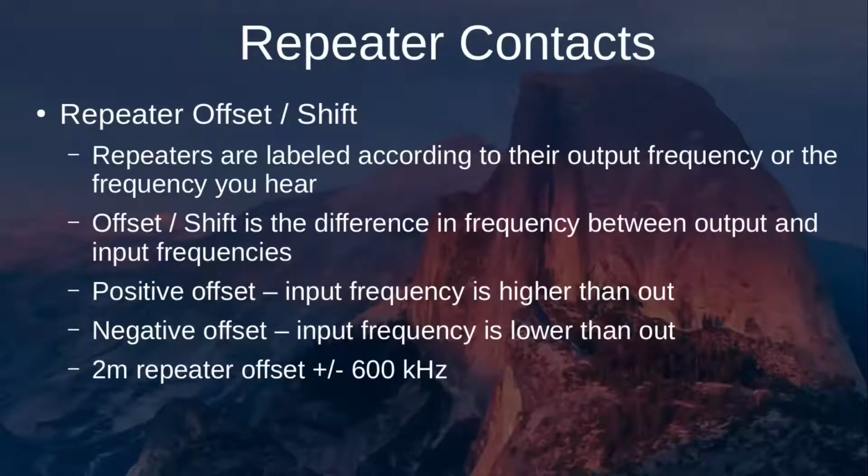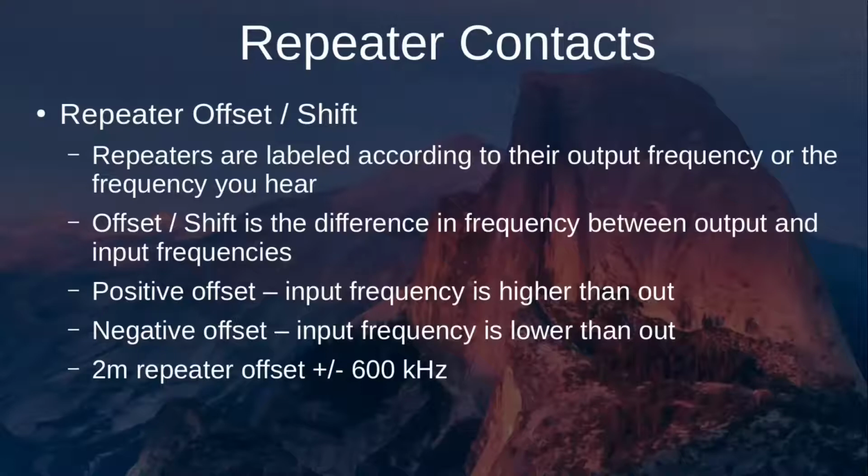Repeaters have an offset or shift, and the repeaters are labeled according to their output frequency, or the frequency you hear. So let's say in this area I want to transmit on the 146.88 repeater. What does that mean? That 146.88 repeater is the output frequency of the repeater. That's what you hear. So that's what you tune in or dial into, and you can operate on that repeater. The offset or shift is the difference in frequency between the output and the input frequency.